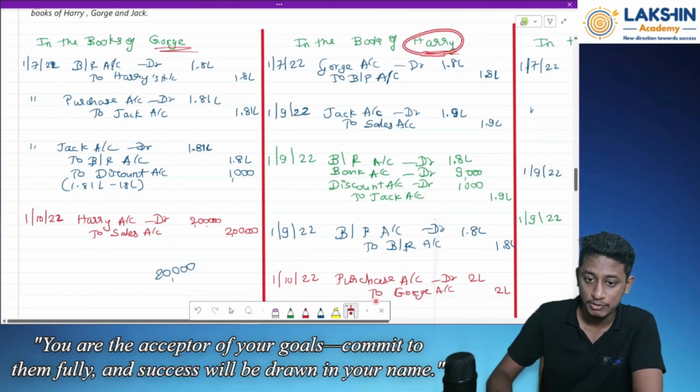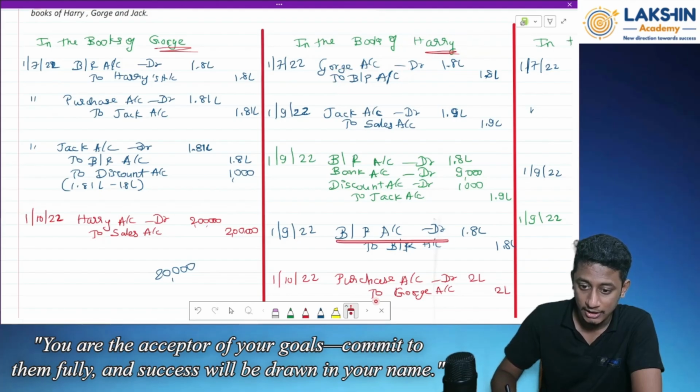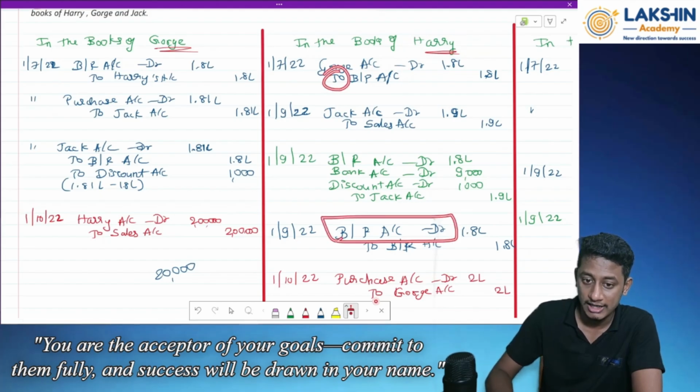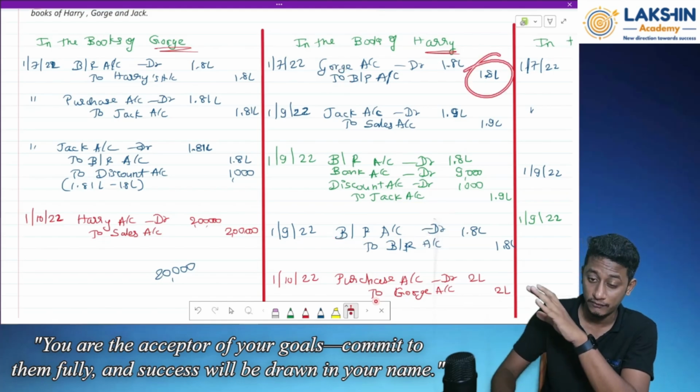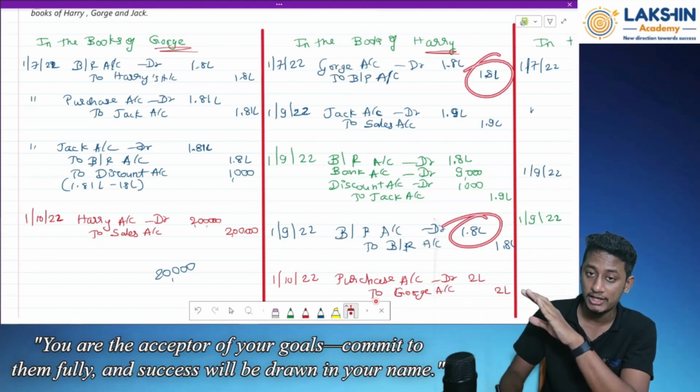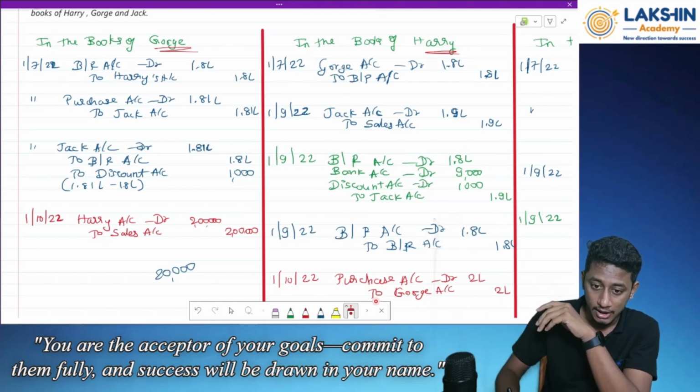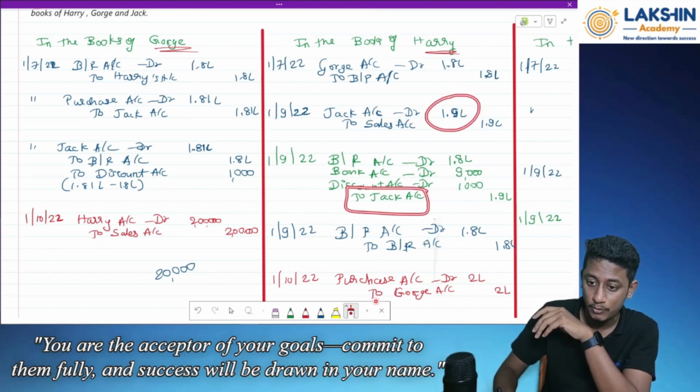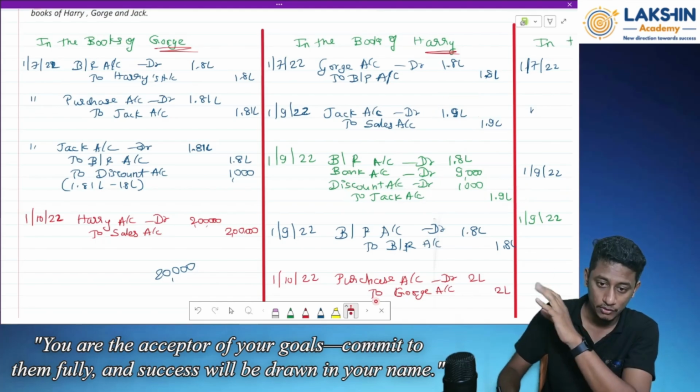In Harry's book, let's see. Bills payable was opened over here. Where is it cancelled? See, over here it is cancelled. For a credit entry, we had passed a debit entry over here. So for 1.8 lakhs, the entry is clear. Then we had opened Jack's account over here, right? And we have closed Jack's account over here for 1.9 lakhs. This is also clear, no issues.